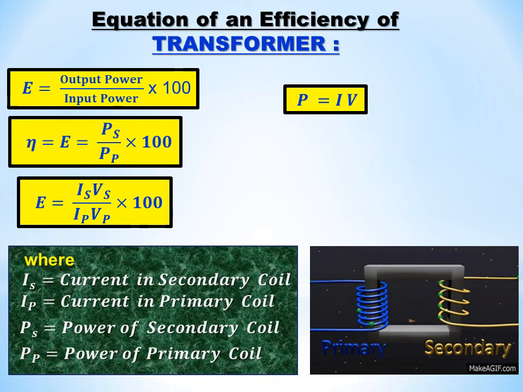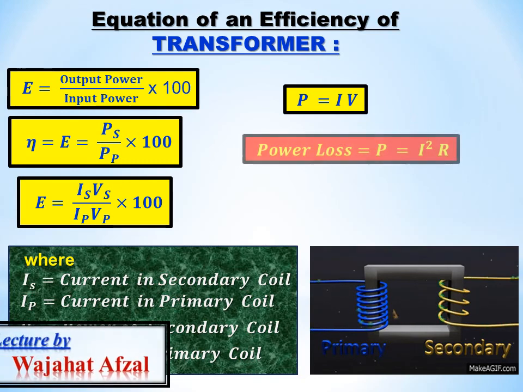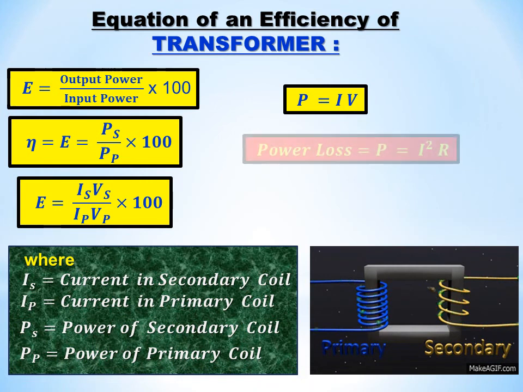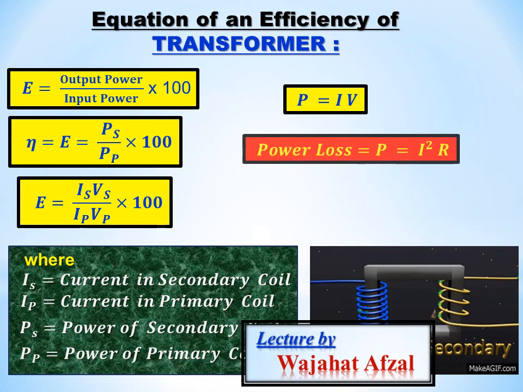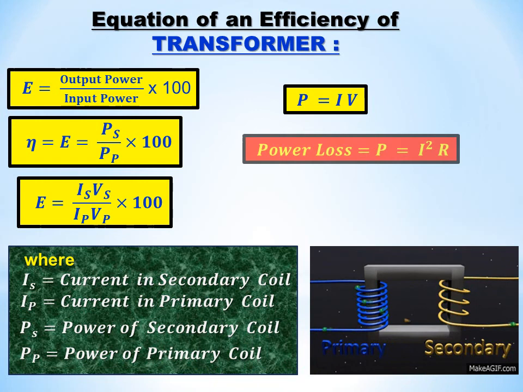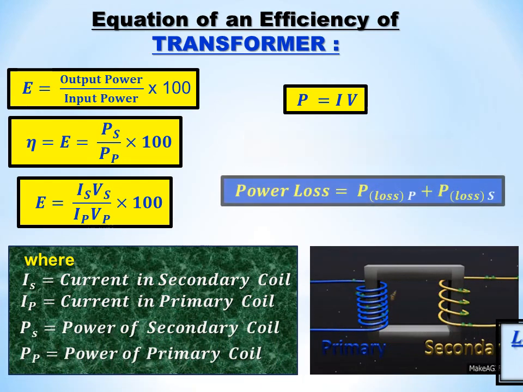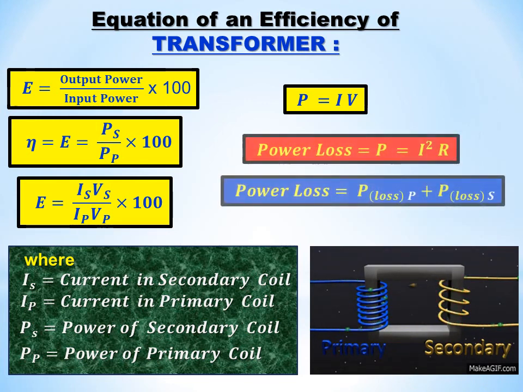And two more formulas are over there, that is power loss. In some numericals you are provided with the resistance of the coil, so some power is lost over there. The formula of power loss will become I square R. And one more formula, a very important formula, it will be used in question number 38, the last problem of this lecture, that is the total power loss in the transformer is equal to power loss in the primary plus power loss in the secondary.